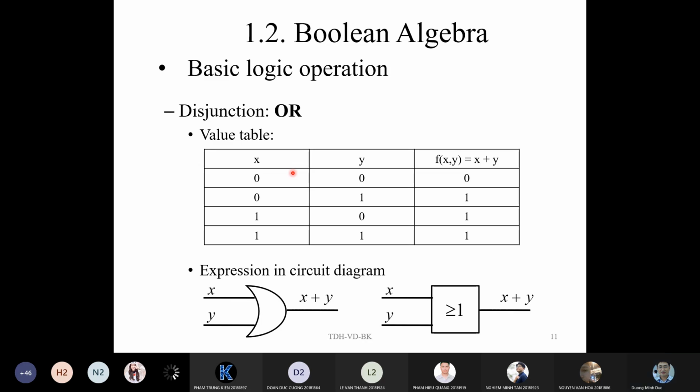Okay, so actually it can be extended later. I will talk about extension. The function can be extended to the disjunction of more than two variables, and the result is: if at least one variable equals 1, then the disjunction is always 1. The disjunction is only equal to 0 when all of the variables are equal to 0.